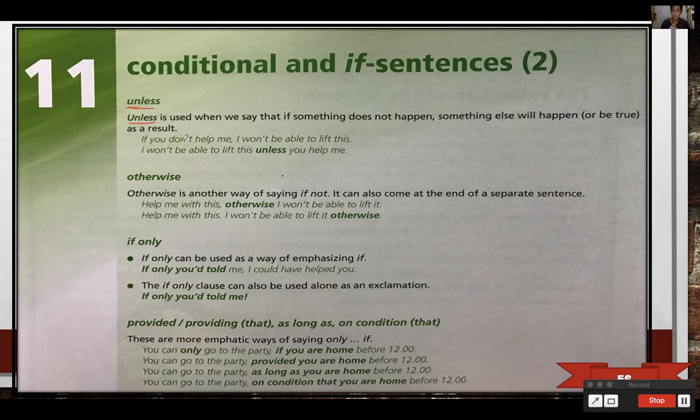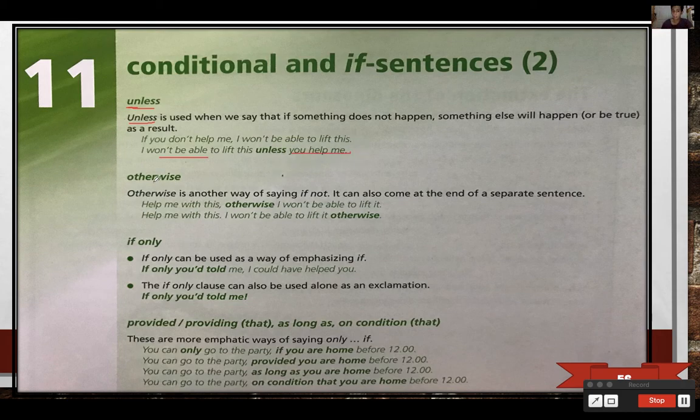In the first topic, we said that a conditional is used to talk about a situation that is happening in the present with a possible result in the future, okay? If you don't help me, I won't be able to leave this. Now, using the conditional unless, I won't be able to leave this unless you help me, okay? This is the first situation, and then the second situation as a result.